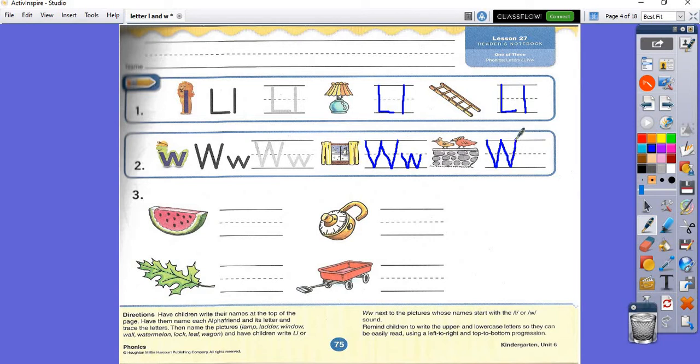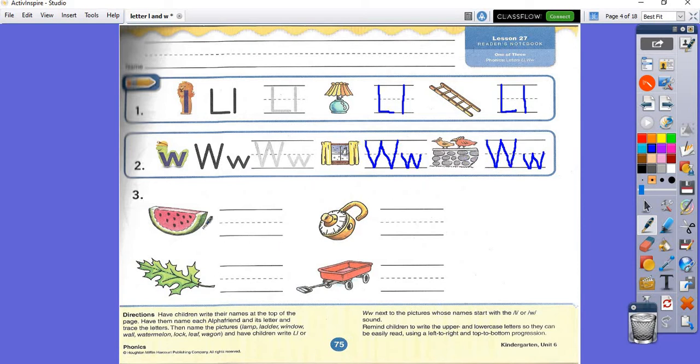Now we are writing the lowercase W. From the second line, bring it up. Bring this line down and again touch the line. Very good. Letter W, sound is W. W, W, wall.